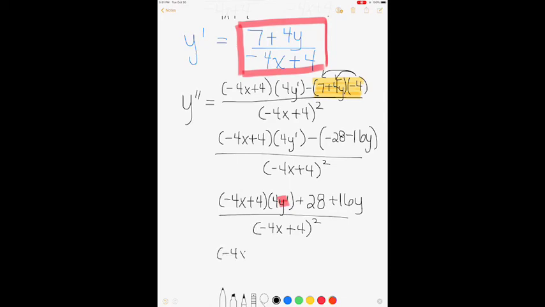So I've got negative 4x plus 4 times 4 times 7 plus 4y over negative 4x plus 4, plus 28 plus 16y, all over negative 4x plus 4 squared.